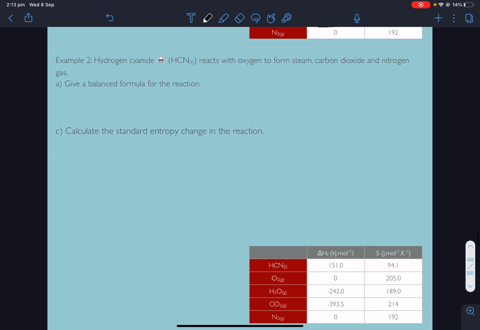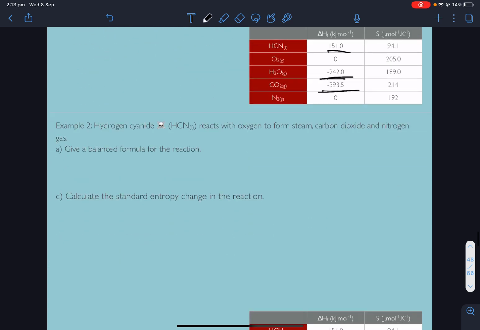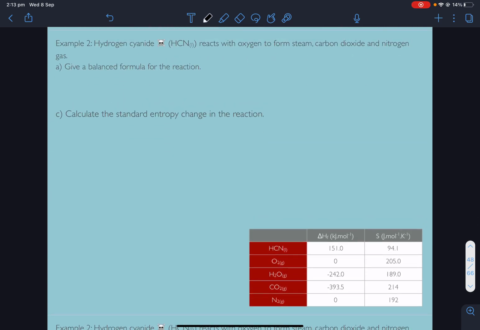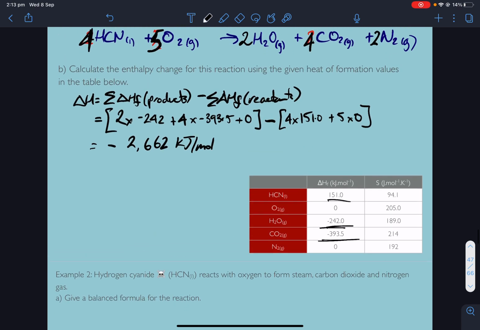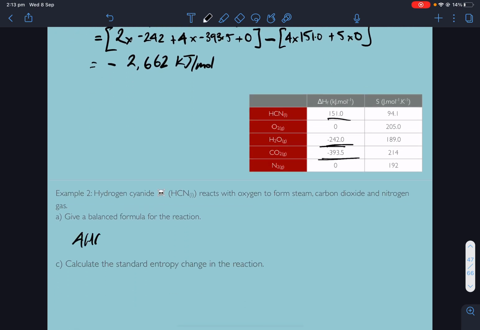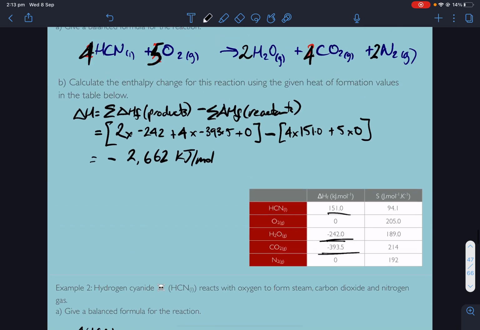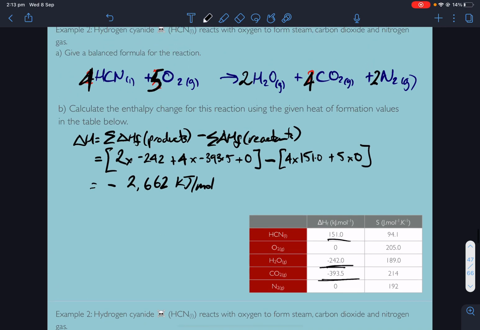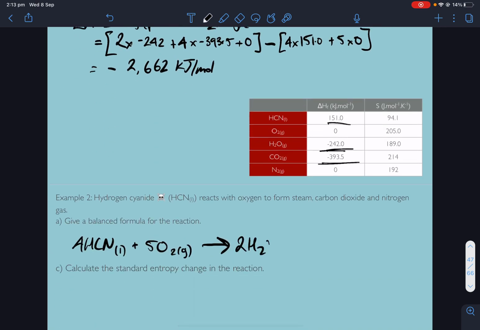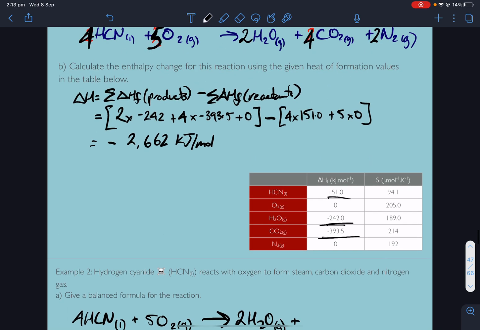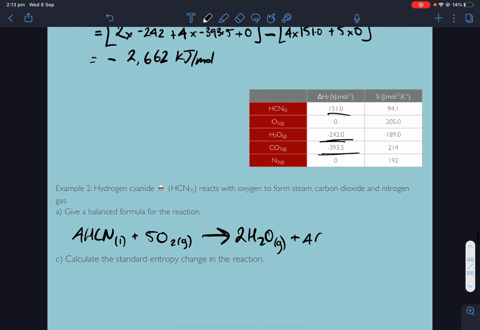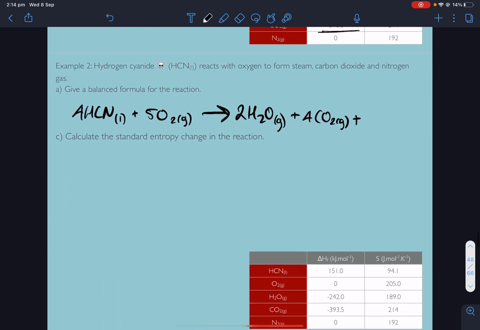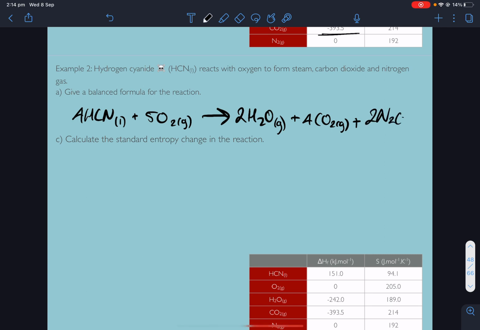Okay, so I'm just asking for the reaction again. I won't rewrite it. I'll just skip on up. Calculate the standard entropy. Oh, I might rewrite it actually. It'll help. 4HCN plus 5O2. What are we forming? 2 waters as a gas, 2 steams. How many? 4 carbon dioxides. And how many nitrogens was it? 2 nitrogens. Okay, this will help me in this standard entropy change.